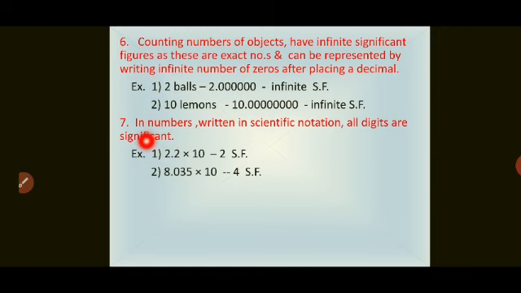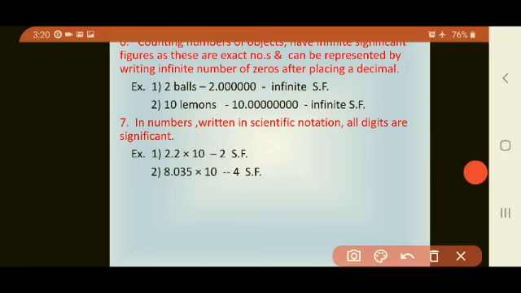Now, in numbers written in scientific notation, all digits are significant. This is very, very important. For example, 2.2 into 10 to the power 1. So it contains two significant figures here. Sorry, the powers are not written properly. So here it is 10 to the power 1, and in this second example 10 to the power 2. Now in this, please make the correction.